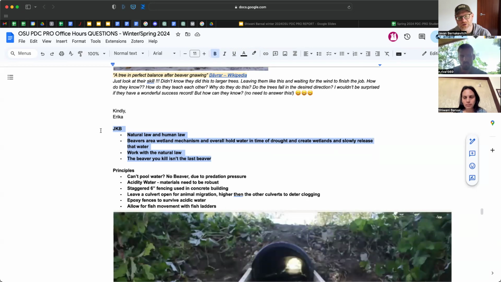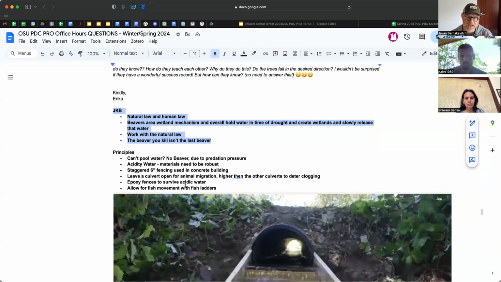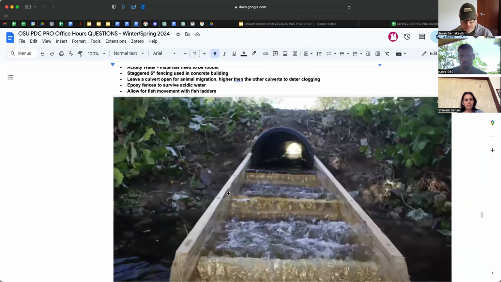So a further long-term solution potentially acknowledges that the beavers have a huge amount of value in the wetland protection and the hydrology protection they provide. That would all be useful. I think we talked about all this. Open, acidic water. Oh yeah. And she talked about fish as well.